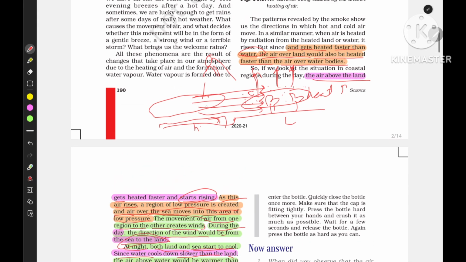The direction of the wind is from sea to land, and at night, when there is no sun, both start to cool down, and the water comparatively cools down slowly. So the net movement of the winds is from land to sea. So the reverse thing happens at night.